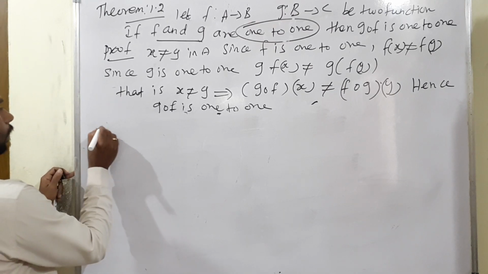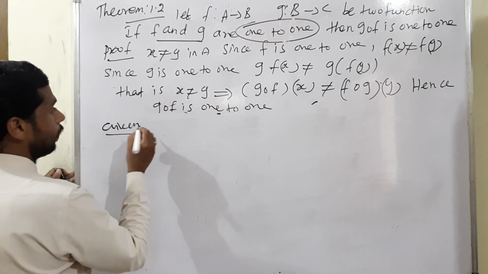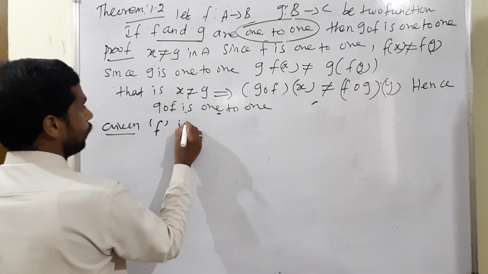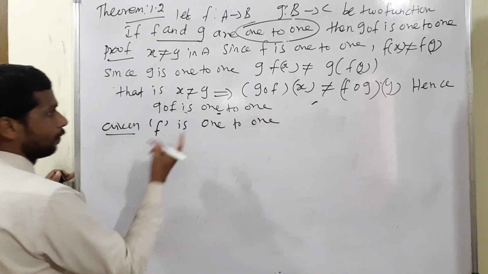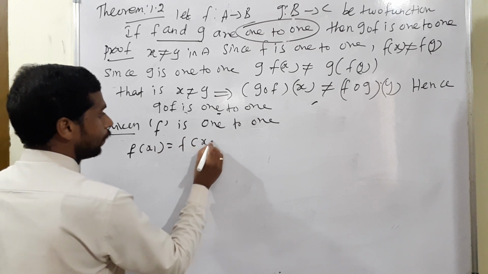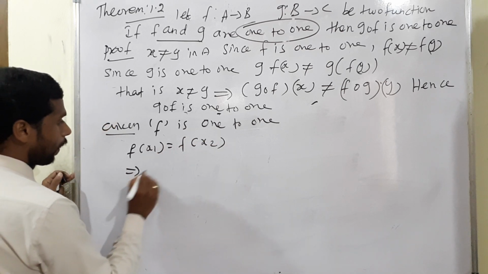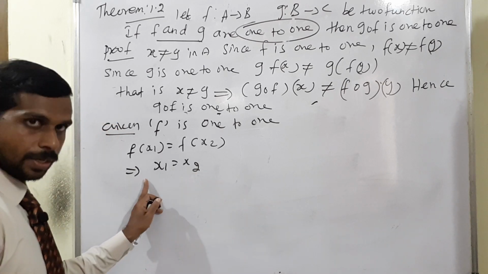So moving to the given: f is first 1 to 1. So f is 1 to 1, what will happen? f is 1 to 1 means we already know f of x1 is equal to f of x2 implies x1 is equal to x2, which means we can say it is 1 to 1.